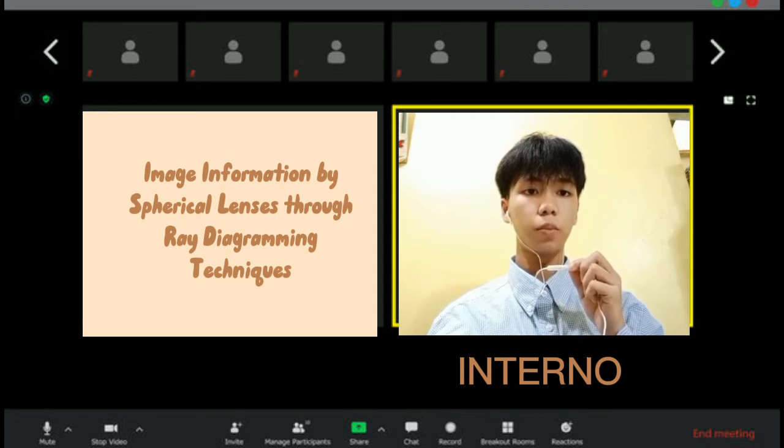Image formation by spherical lens through ray diagramming techniques. Images formed by spherical lenses follow the law of refraction. We will not focus on the refraction that happens when light enters the lens and when light leaves the lens. Instead, we will look at what happens in the middle of the lens, known as the refraction region.